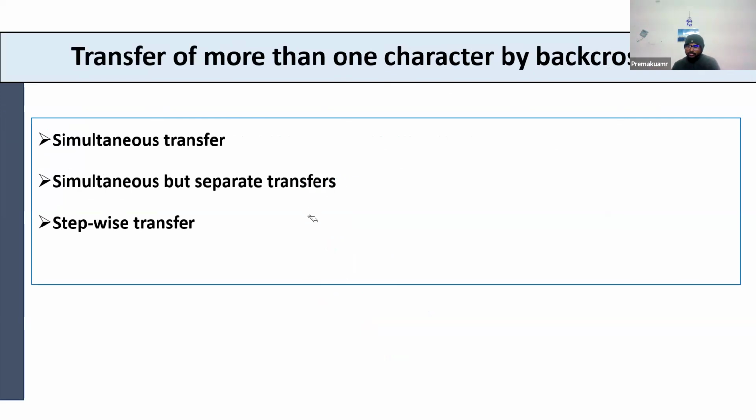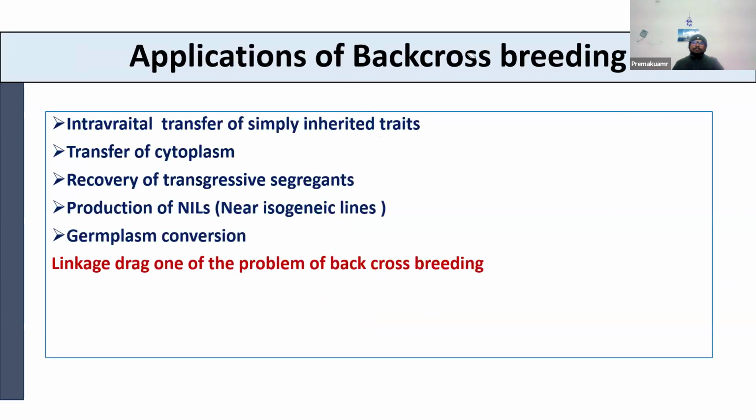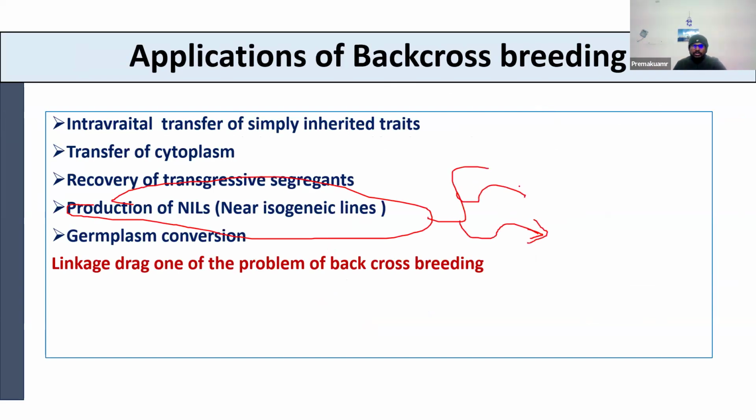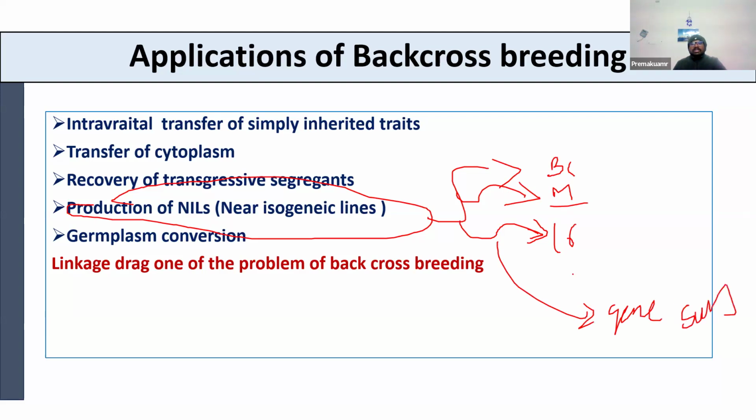We have discussed this in detail. Refer to my MABP class for this. Then, what are the different applications of backcross breeding? This year one question was asked: how can we develop near isogenic lines? Either through backcross, mutation, CRISPR-Cas9, or gene substitution. In any of these ways, we can develop near isogenic lines.